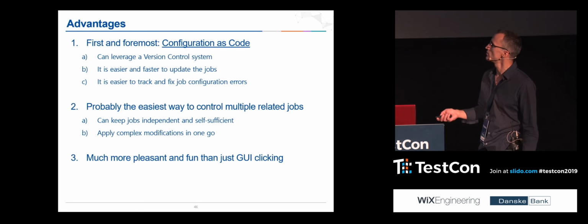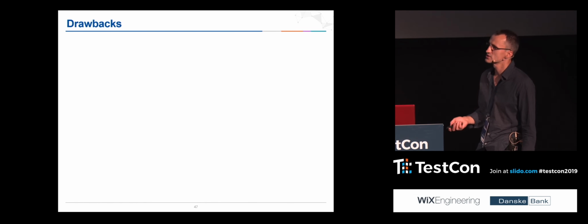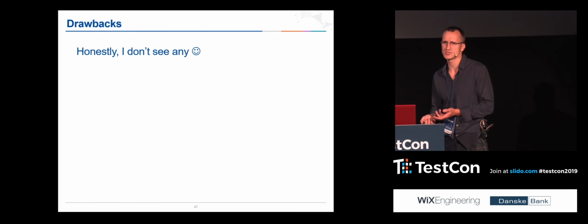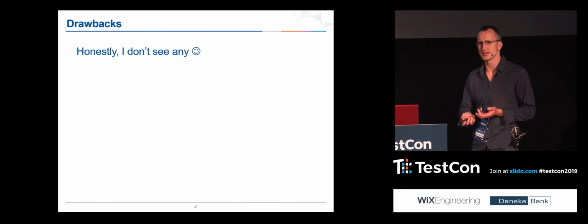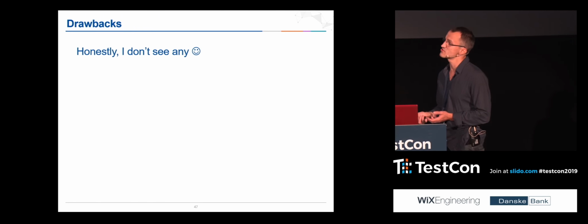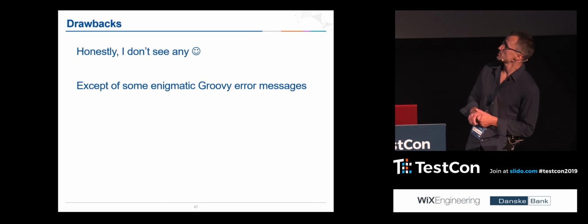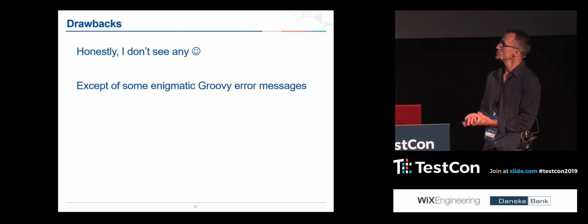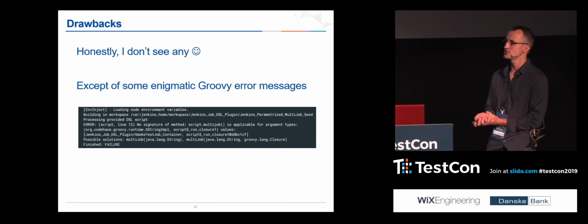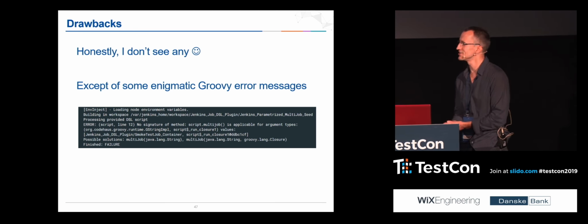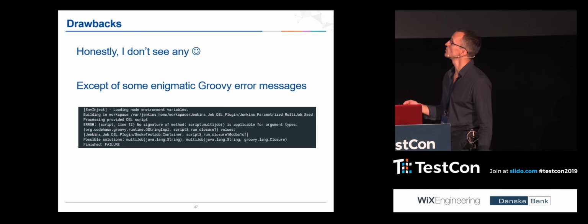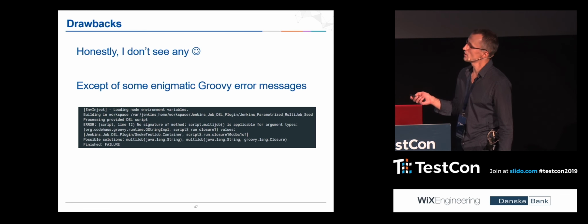And I think it's much more pleasant and fun than clicking your GUI over and over again, and less error prone, right? And if we have advantages, there are some drawbacks. What are the drawbacks? Actually, I don't see any drawbacks to this approach because it's really simple and people without any programming experience can use this, except for some really strange Groovy error messages that you sometimes get. But you'll get used to it. It's still easier than understanding why your GUI configuration doesn't work.